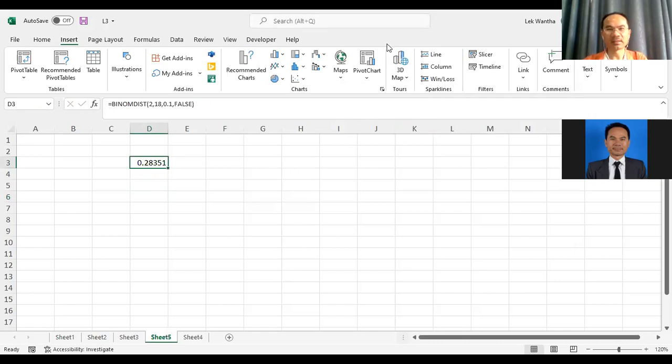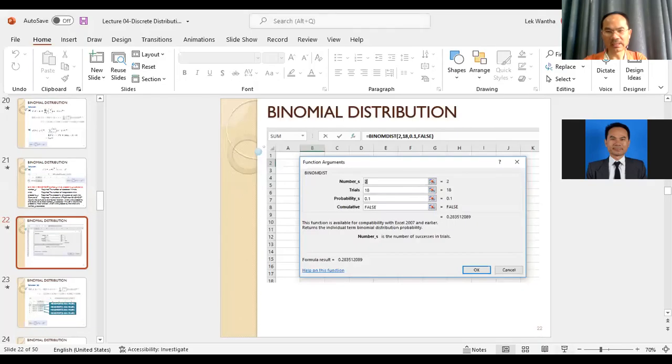You can type the binomial function directly, or you can call it from the insert function. Okay, I did the technique to calculate the distribution. I showed you in Excel and also in the PowerPoint.